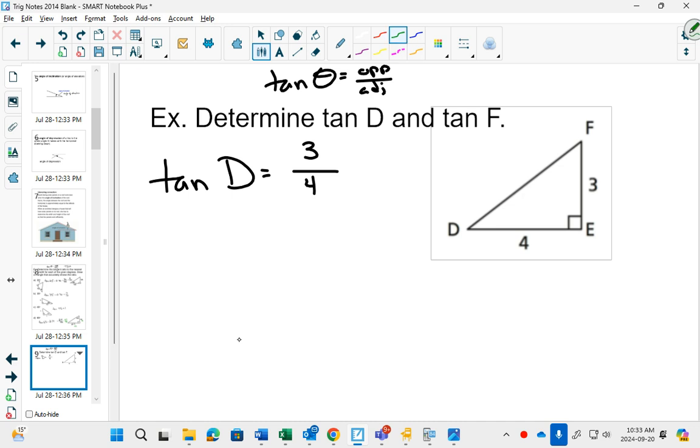Again, I can label that this is the hypotenuse, but I will not label opposite and adjacent on my triangle because it changes. Because this question also asks us to find tan of F. And if I look at F, now the opposite side is 4. The adjacent side is 3.